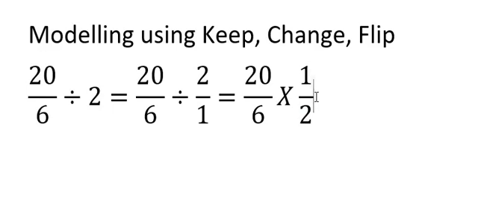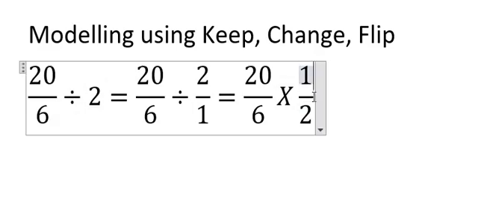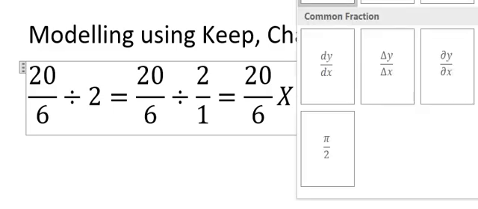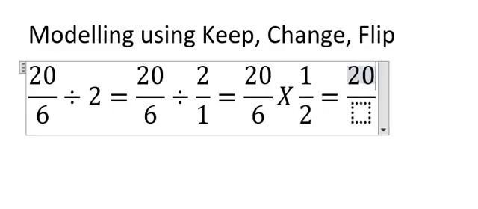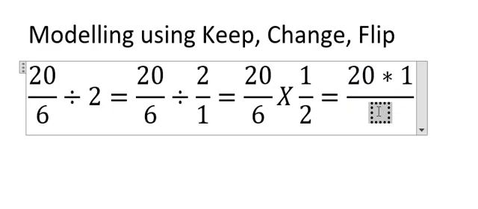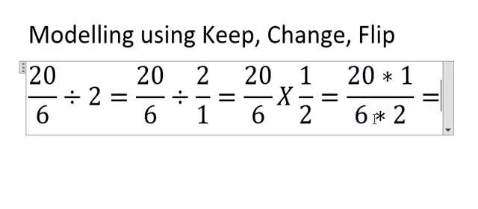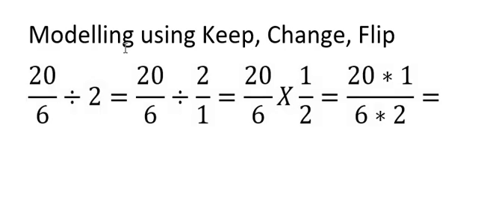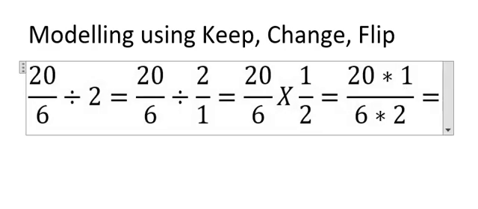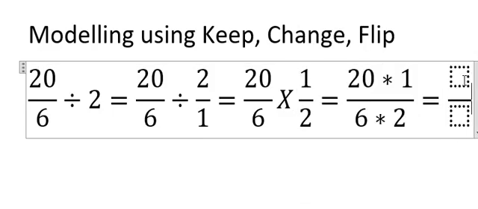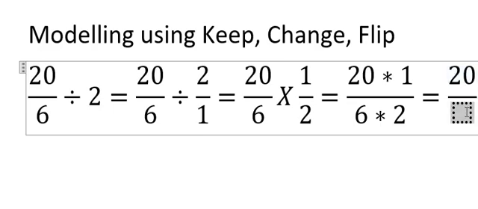And then I'm going to go equals, and now I'm going to multiply across. So I'm going to go 20 times 1, and I'm going to go 6 times 2. Then I'm going to say equals, and I'm going to see what that equals. So 20 times 1 is 20, and 6 times 2 is 12. So it equals 20 over 12.